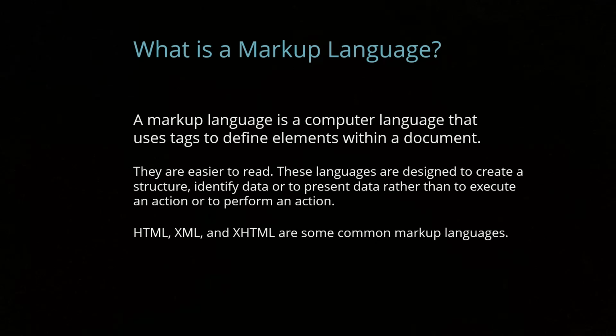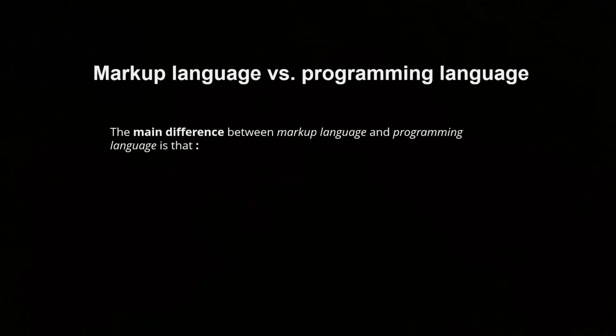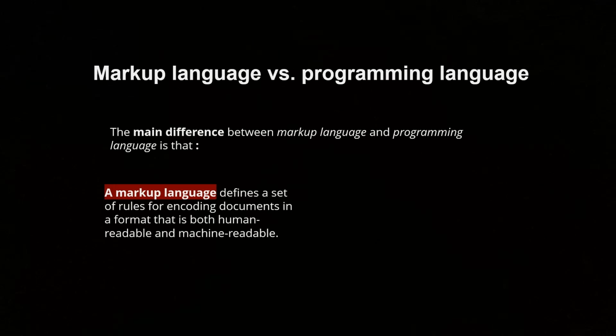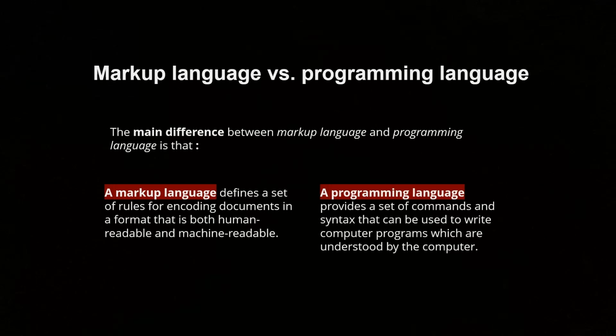So let's now answer your second question. What is the difference between them? The main difference between a markup language and a programming language is that a markup language defines a set of rules for encoding documents in a format that is both human readable and machine readable. Otherwise, a programming language provides a set of commands and syntax that can be used to write computer programs, which are understood by the computer.